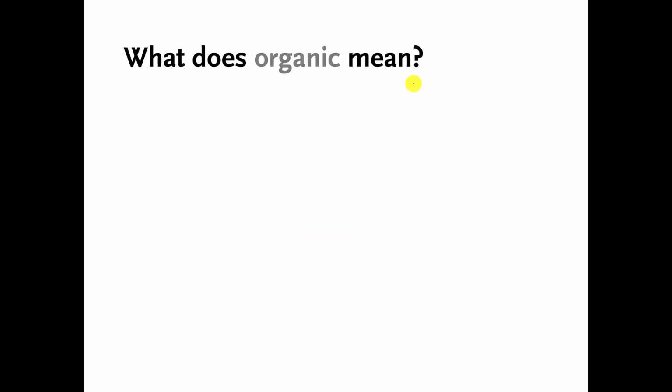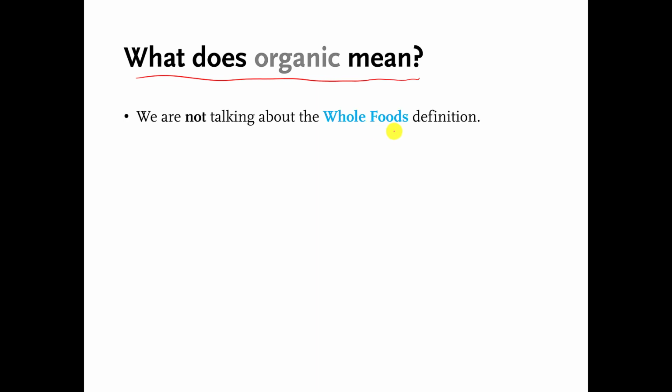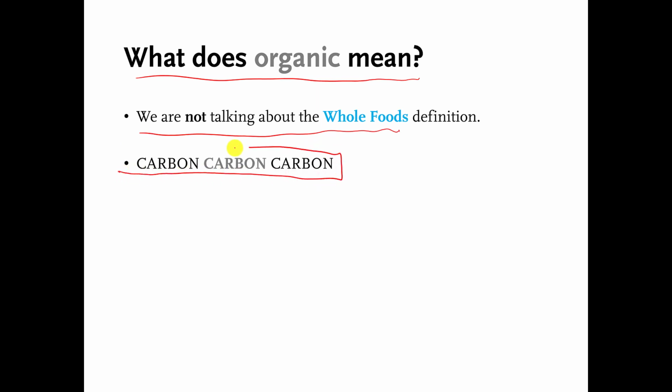Alright, so this collection of lectures is on organic chemistry. In fact, the rest of the course is on organic chemistry. So the rest of the course is going to be very different from what came before. What does organic mean? Well, we're not talking about the Whole Foods definition where they were nice to the chicken before they killed it, and so you have to pay 3 times the price for your chicken. Organic in chemistry means something else. What it means is you are talking about molecules that have carbon in them.